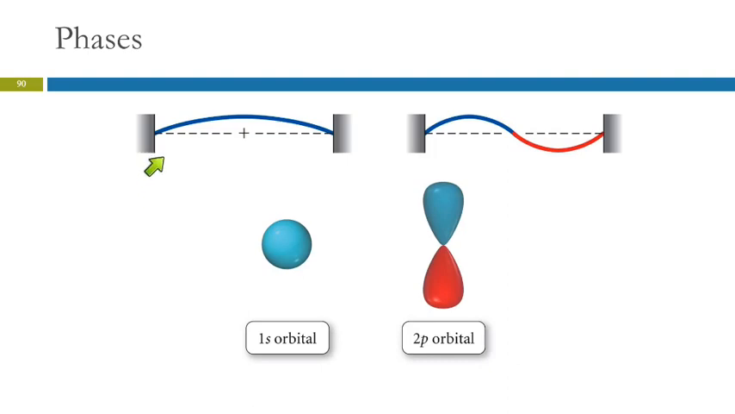Here's illustrations. If we think of the wave on the string, so here the s orbital would correspond to this. It's all going to be either positive or negative. And the p orbital has a node in the middle, so one side is positive and one side is negative. So it has two phases. And so depending on how you line them up, you get them to interact differently.